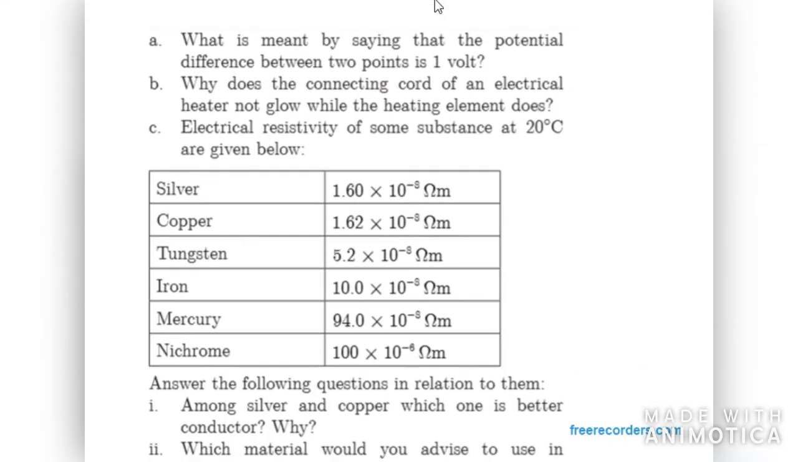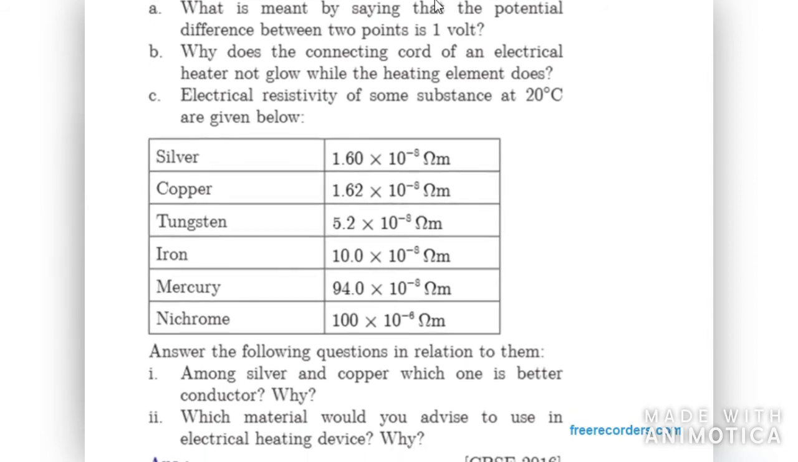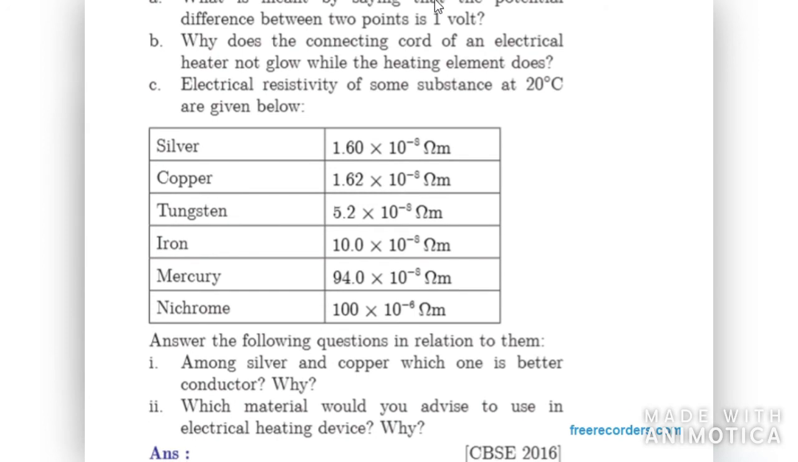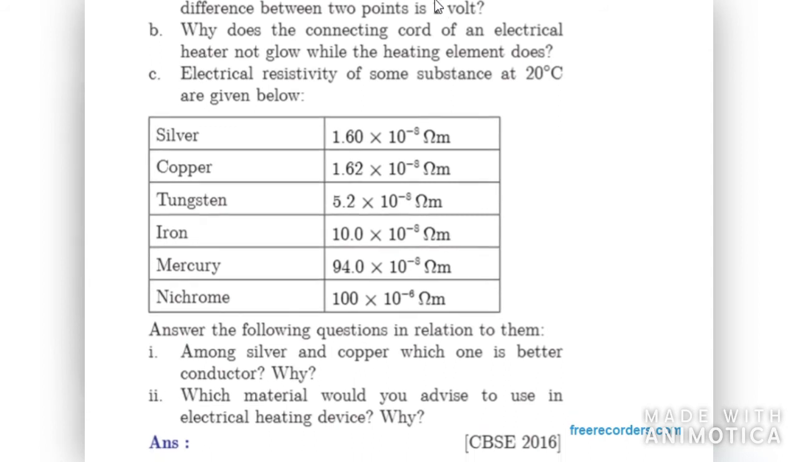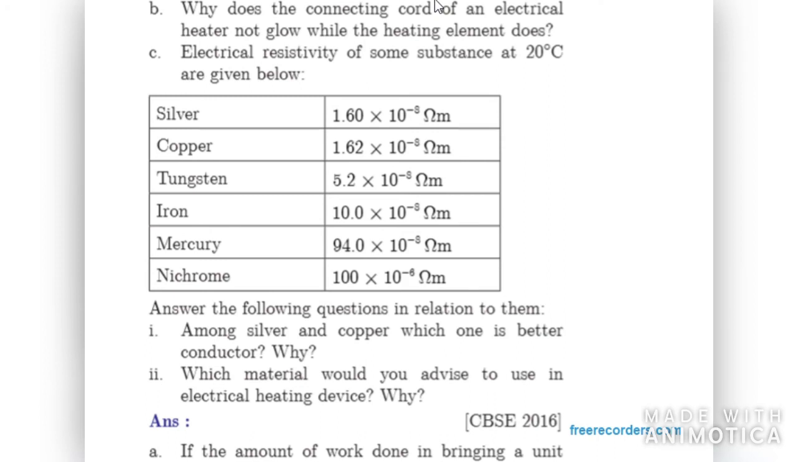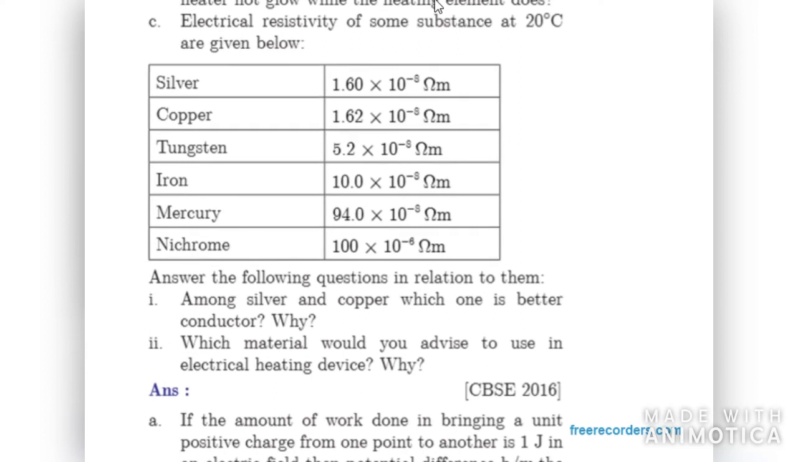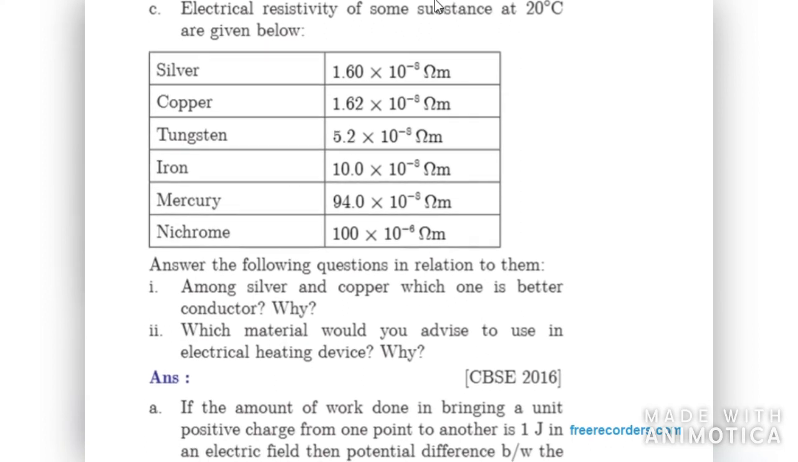Now moving on to next, it says that what is meant by saying that the potential difference between two points is 1 volt. So 1 volt is actually equal to the amount of work done in bringing a unit positive charge from one point to another is 1 joule in an electric field. Then potential difference between the 2 points is said to be 1 volt. So you can write this.